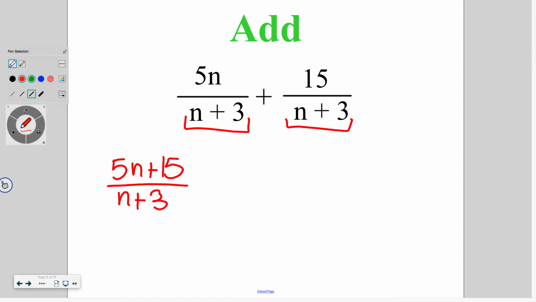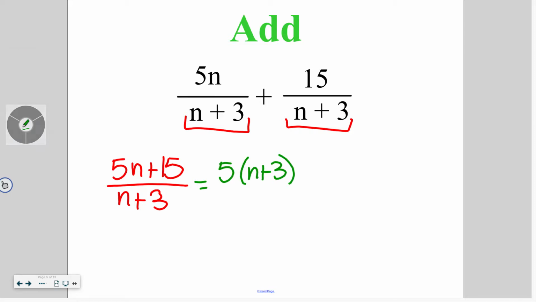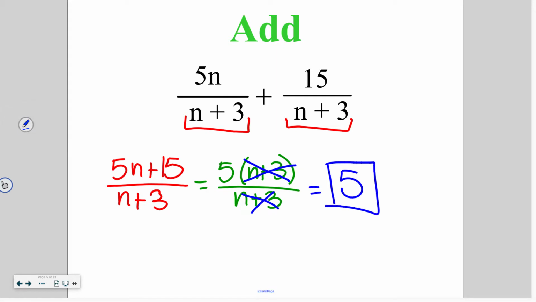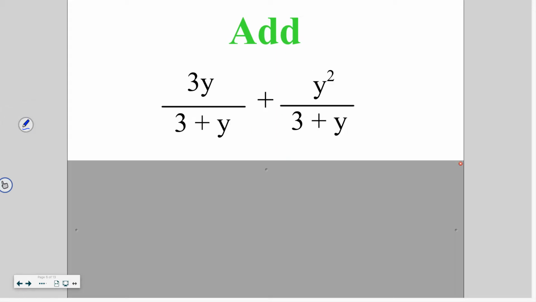Now we're going to double check and see if there's anything to simplify. Up top, I can factor out a 5 from both pieces. So 5 and then in parentheses n plus 3 over your denominator of n plus 3. Then since those factors match, we're going to go ahead and cancel them out. And our answer to this problem is simply 5. Go ahead and try this one on your own.